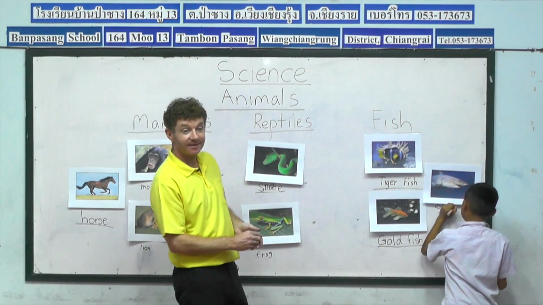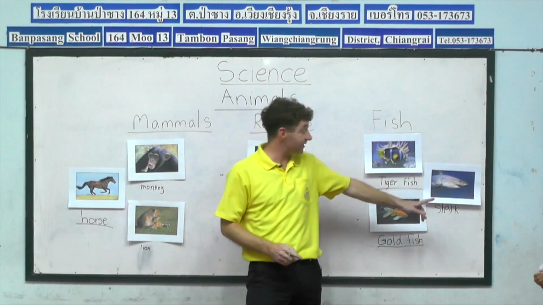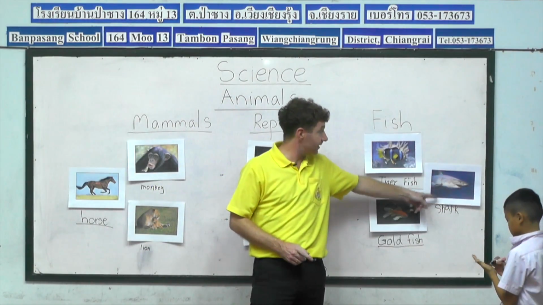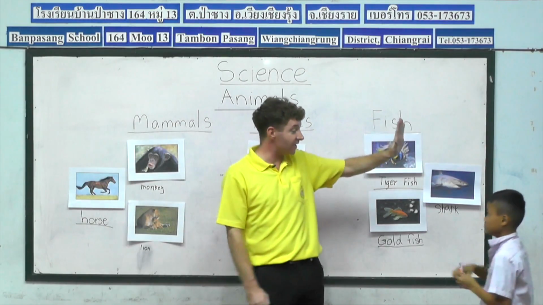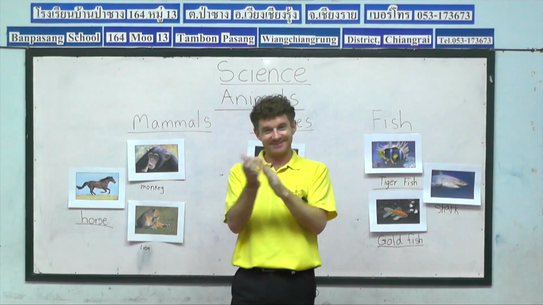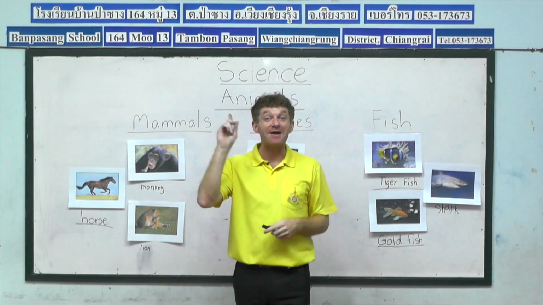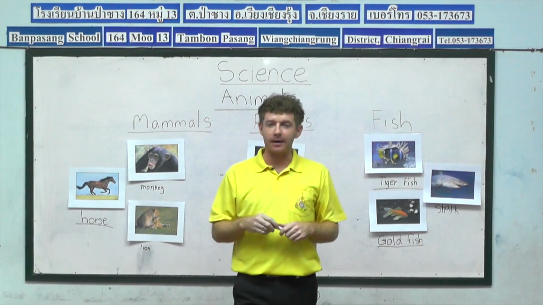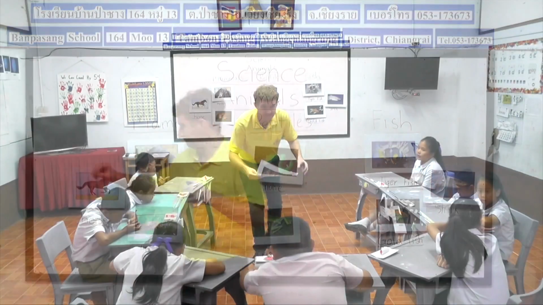S-H-A-R-K. Excellent, Chu. Very well done. So we can say shark is a fish. Excellent, Chu. High five and a big round of applause for Chu. And we have 1 flashcard left. And I think we have 1 student who hasn't been yet. So let's do that one.